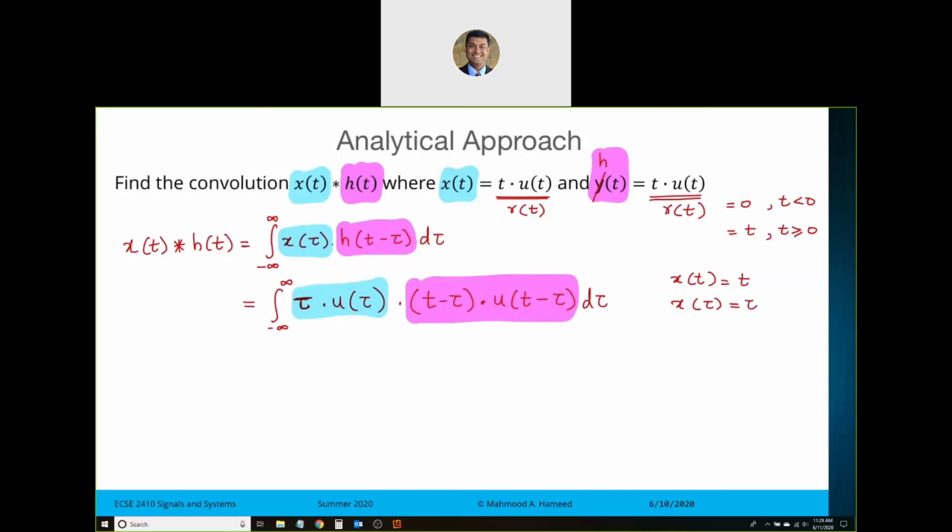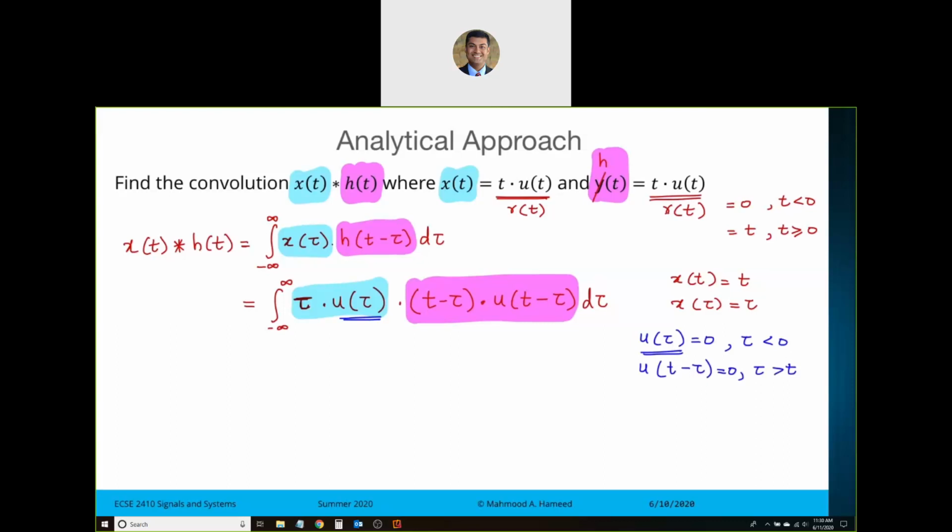Next, we note that u of tau is going to be 0 when tau is less than 0. That's the definition of unit step. We need that piece so that we can leverage that over here in order to adjust the limits on the integration. Also, u of t minus tau is going to be 0 when tau is greater than t. So if the argument inside the function is negative, it is 0. It is negative when tau is greater than t.